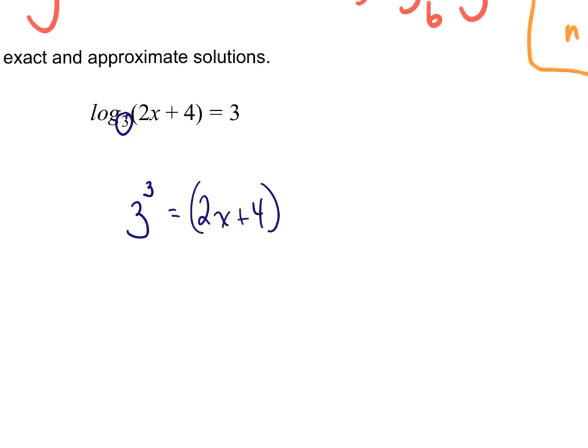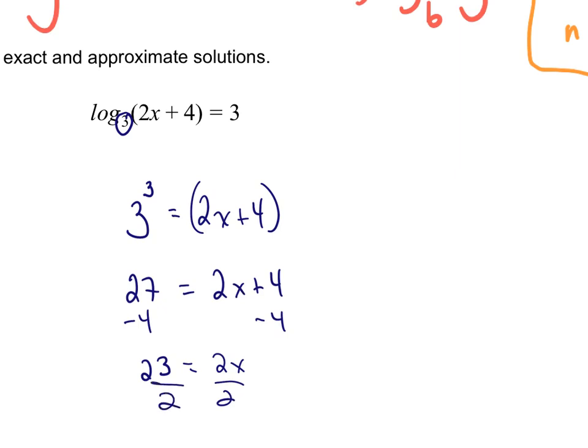And the nice thing about this one is 3 to the third is 27 equals 2x plus 4. And I just solve from here. So we'll subtract 4 from both sides. I'll get 23 equals 2x. Dividing both sides by 2, x is going to be 23 over 2.